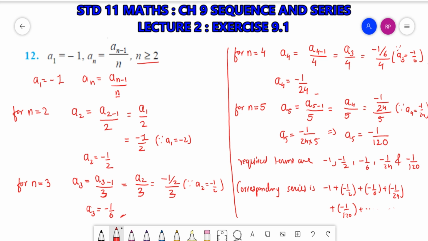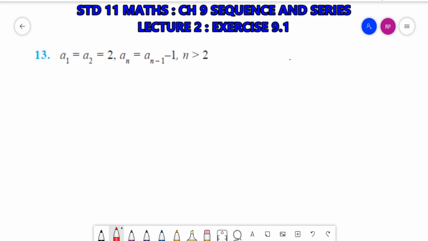Now let's move to the next, that is question number 13. Here it is given A1 equal to A2 equal to 2, means A1 is equal to 2 and A2 is equal to 2. See, the first two terms here are already given and we need to find out the first five terms. So we only need to find out the third, fourth and fifth term. Now the formula is given, an equal to a n minus 1 minus 1. Clear? So first two terms are already given.